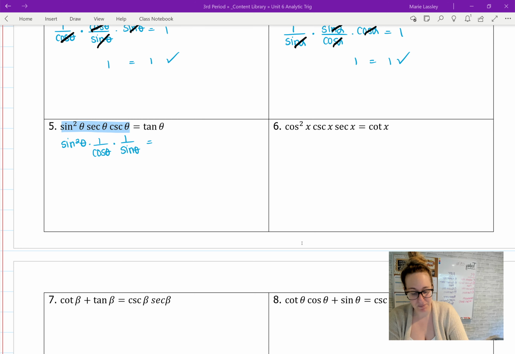Well, I have a sine squared on top and a sine on the bottom. So I can simplify, get rid of the sine on the bottom and then get rid of one of the sines on the top. That leaves me with 1 sine over cosine, right? We want this to equal tangent. Well, sine over cosine, that's one of our identities. Sine over cosine does equal tangent. So we have tangent theta equals tangent theta. There we go.